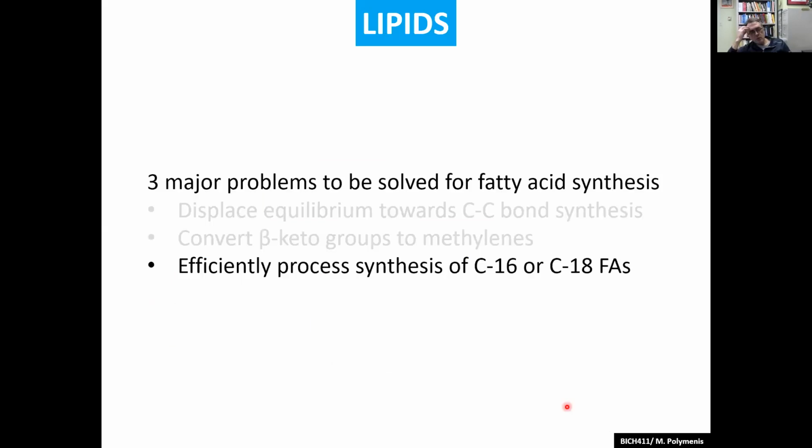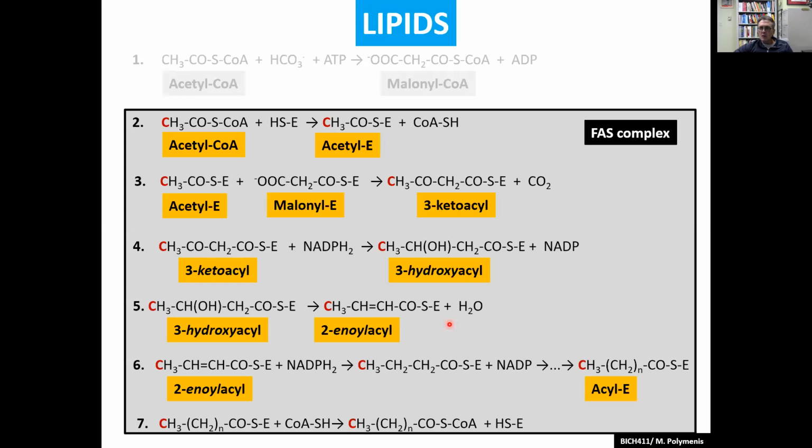But how do you keep doing this again and again in a very efficient assembly line type of thing, as if you're making one car after another, which is every 2 carbon unit that gets added from malonyl, you have to redo it again and again and reduce it and so on and so forth. Well, all these reactions that you see are actually one giant complex, one big protein that does all this and has all these activities.